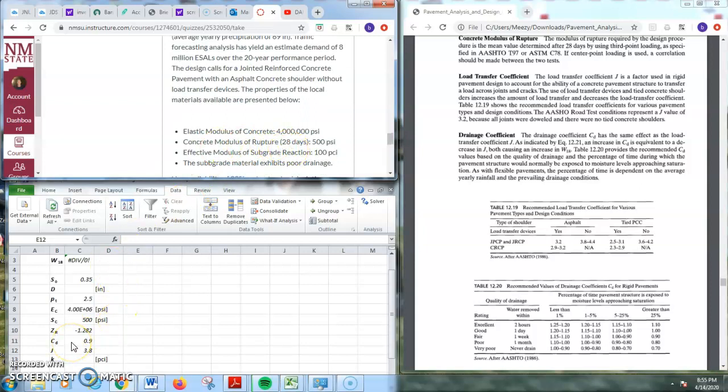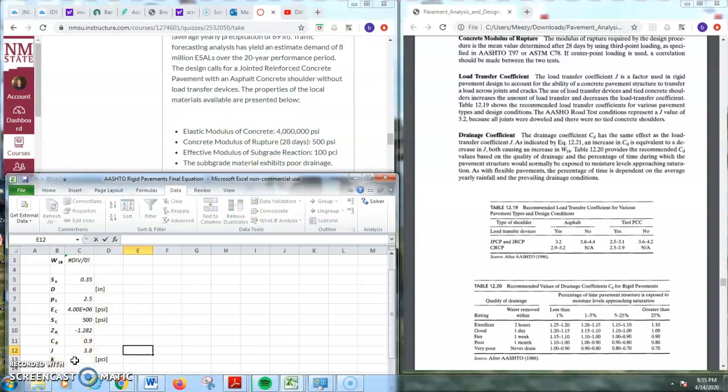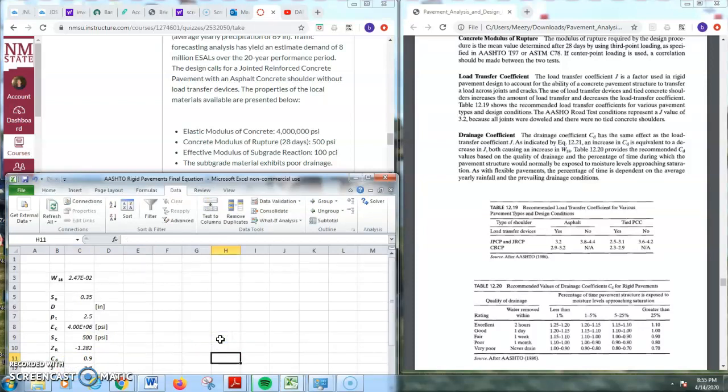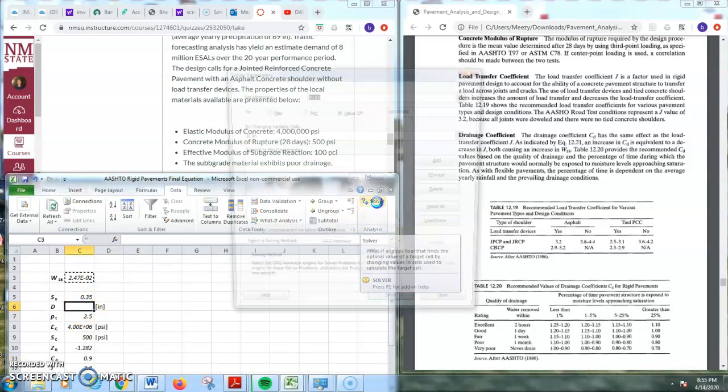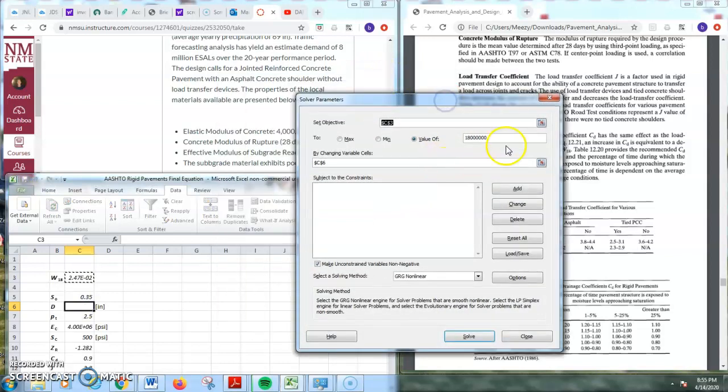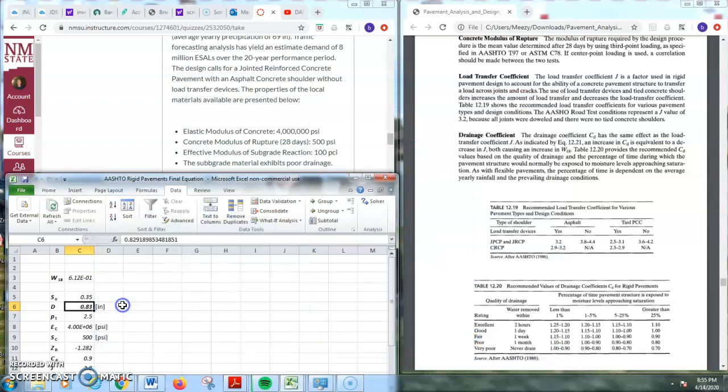Effective modulus of subgrade reaction, 1,000 pounds per cubic inch. So to solve our depth at 8 million ESALs... Ooh, that cannot be right. No. Okay, let's retry that.